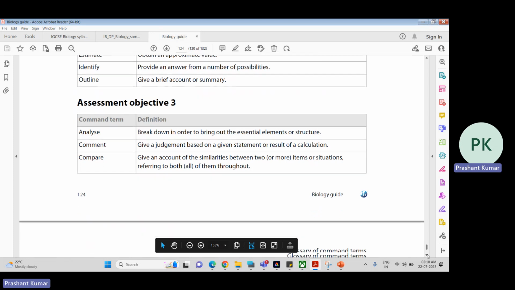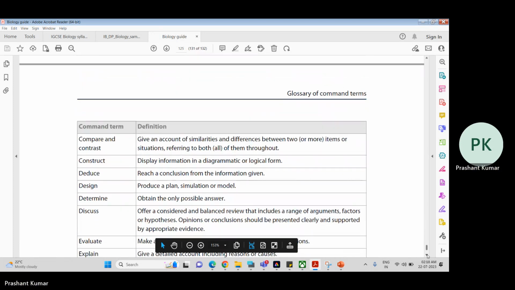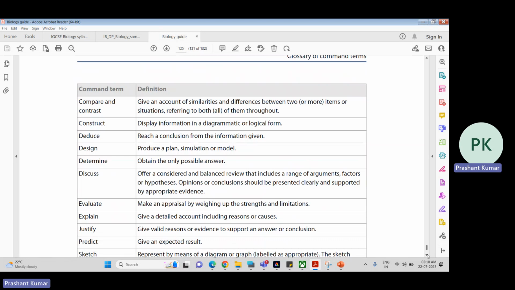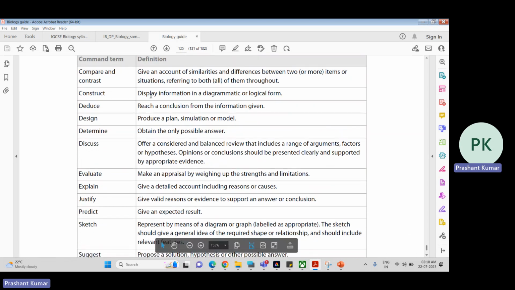In the remaining assessment objective, we have compare and contrast. When we say compare and contrast, the meaning is you have to give an account of similarities as well as differences, both. When we say construct, the meaning is display the information either in logical form, in algorithm form, in diagrammatic form, or in a flow chart. Anything you can display.